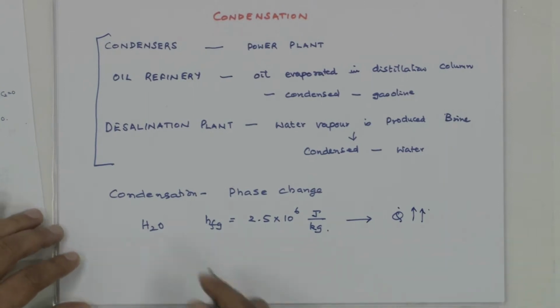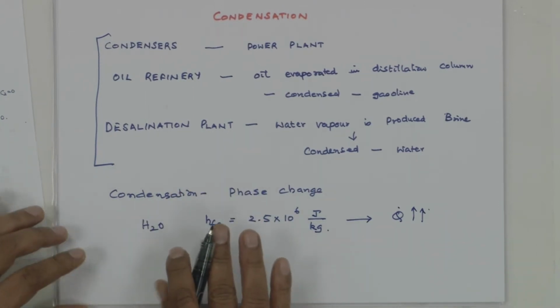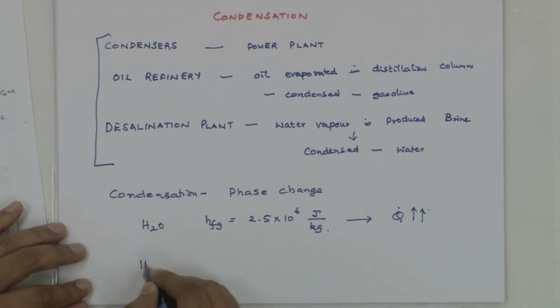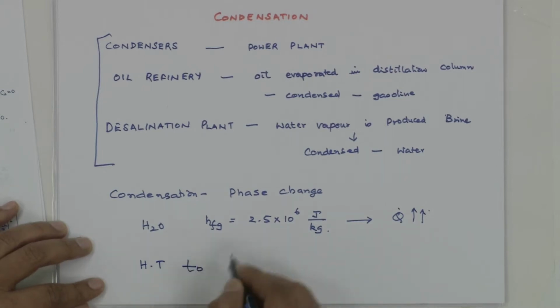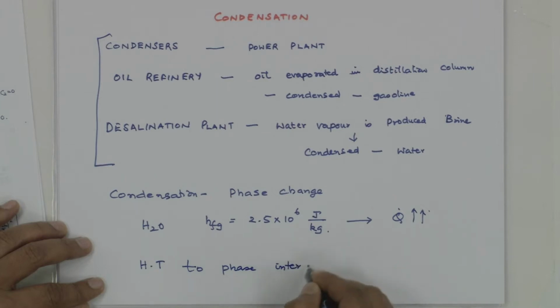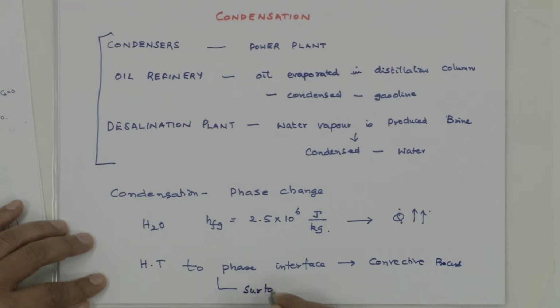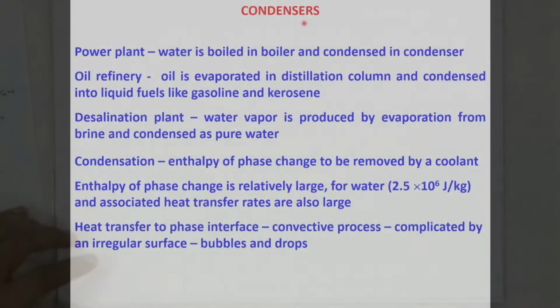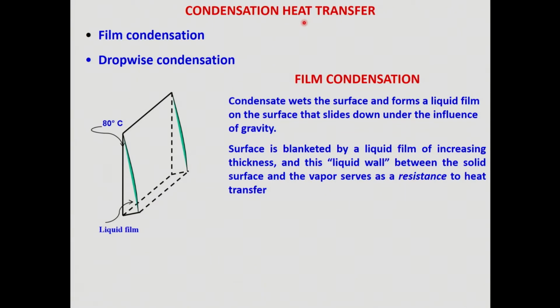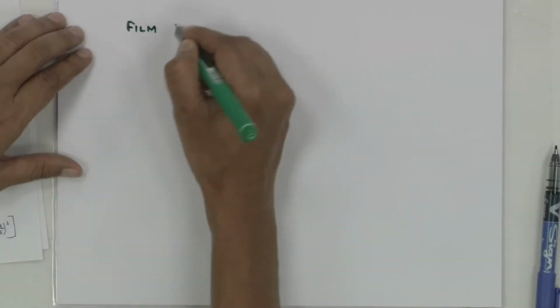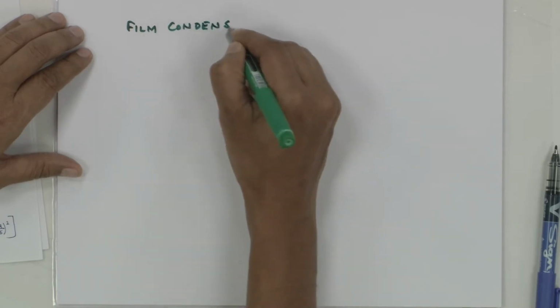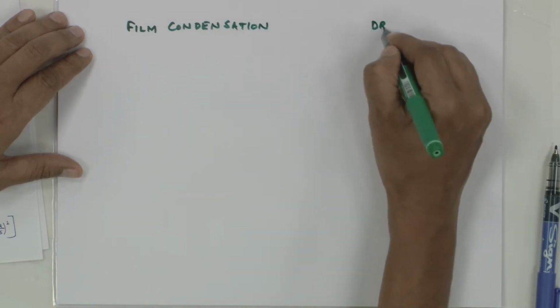The heat transfer to the phase interface, that is from vapor to liquid, is a convective process, but it depends on the surface, whether your surface is regular or irregular. Based on that, bubbles or film or drops are formed. We will understand that a little while from now. There are two types of condensation. One is film condensation. Another one is drop-wise condensation.